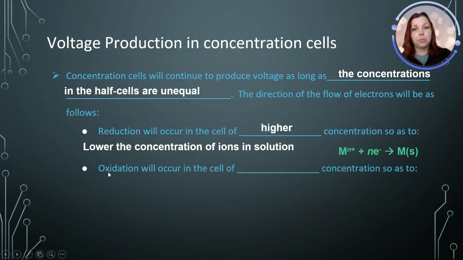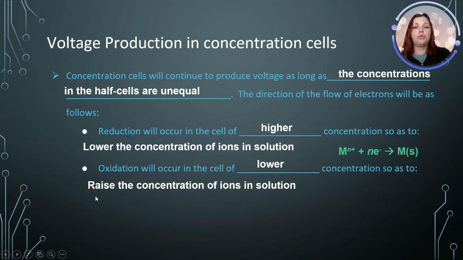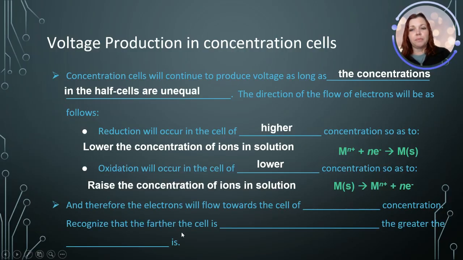At the same time, remember the oxidation will occur in the cell of lower concentration so as to raise the concentration of ions in that solution. And so in that case, you have the opposite process. Oxidation is loss. And so then this would increase the concentration as the reaction proceeds. And therefore, the electrons will flow towards the cell of higher concentration. Recognize that the farther from equilibrium the cell is, the greater the Ecell will be.